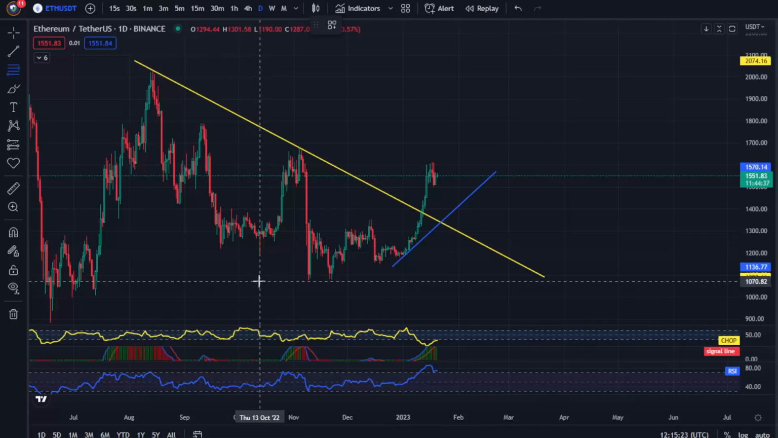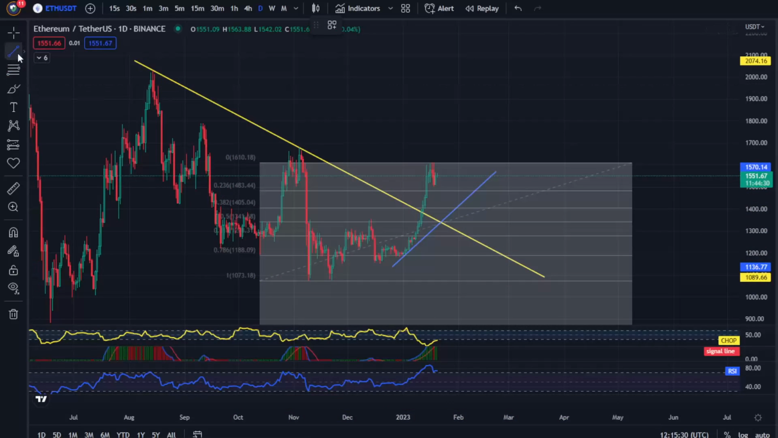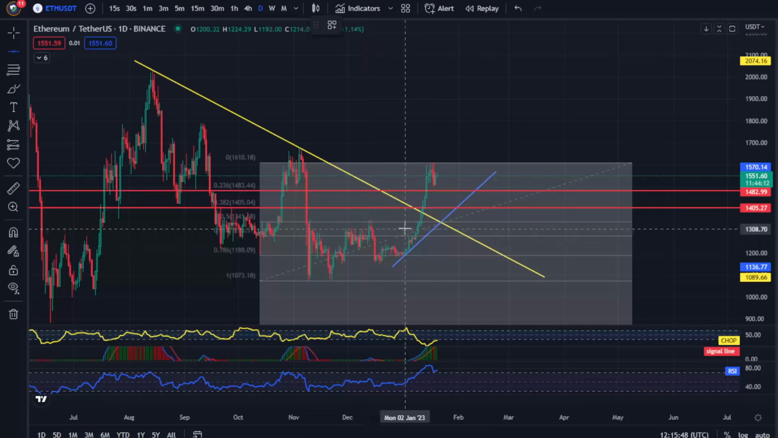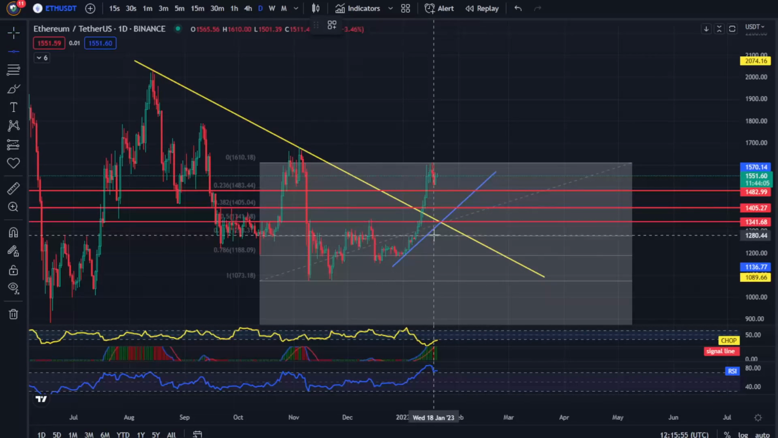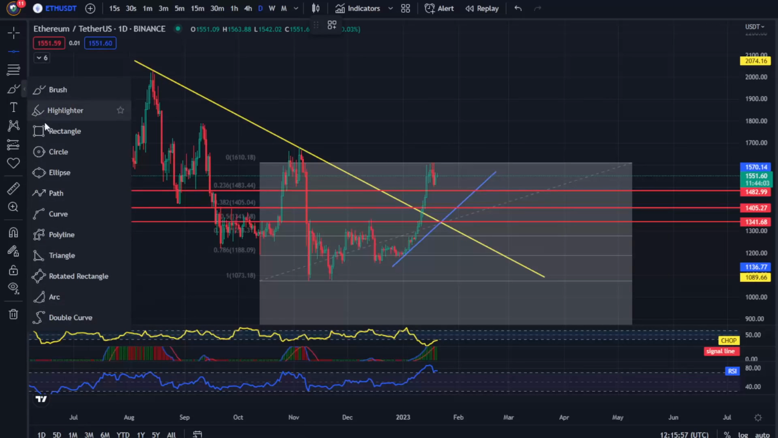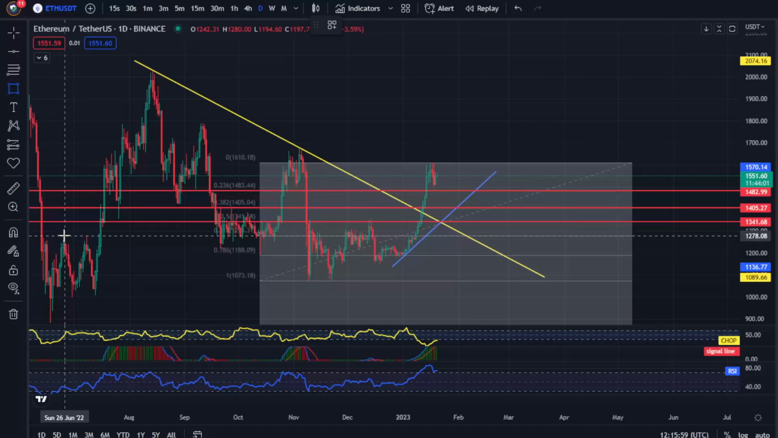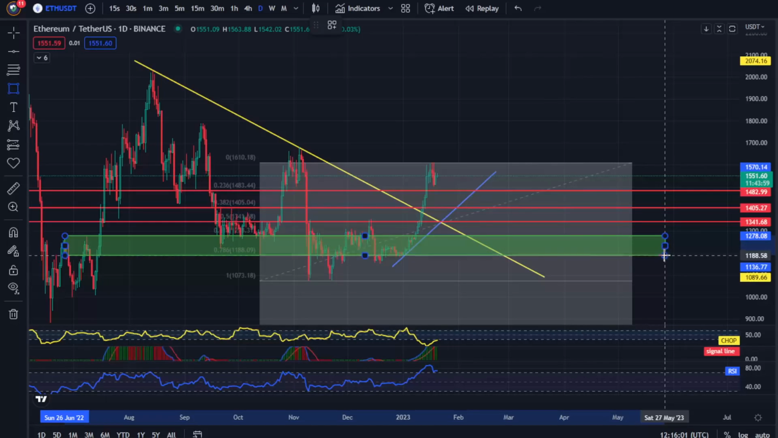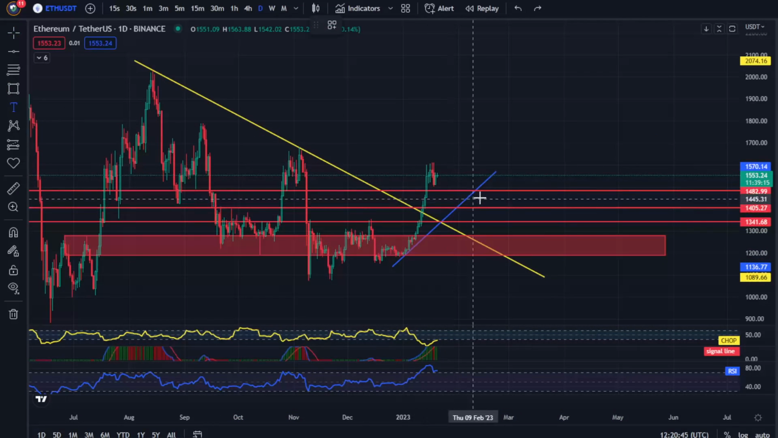Let's start with setting the support line, and as you can see, the first support is at $1,483. The second at $1,405, the third at $1,342, and then we can mark the support zone from $1,278 to $1,189.